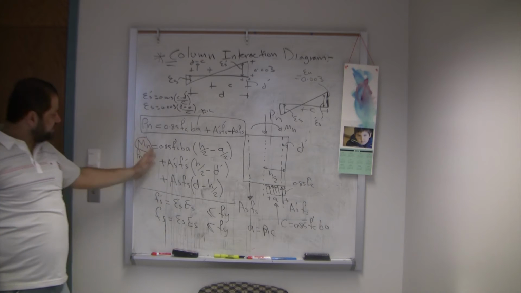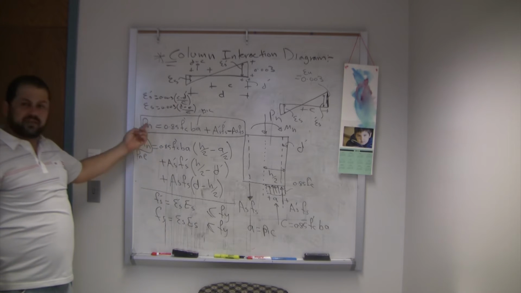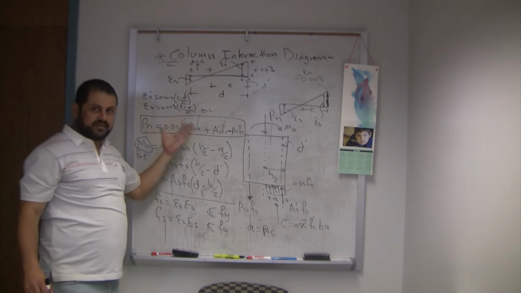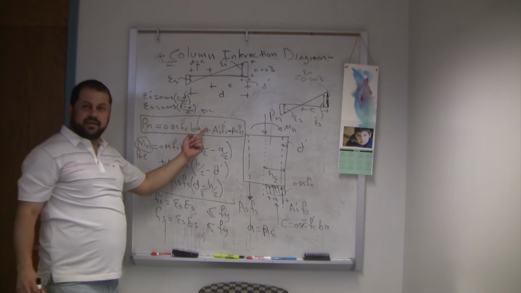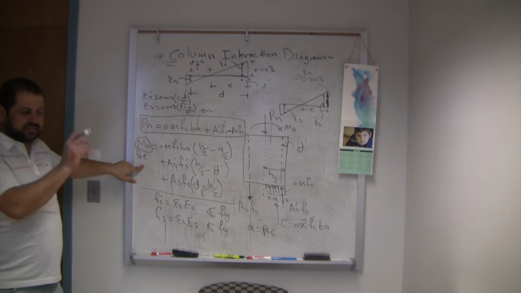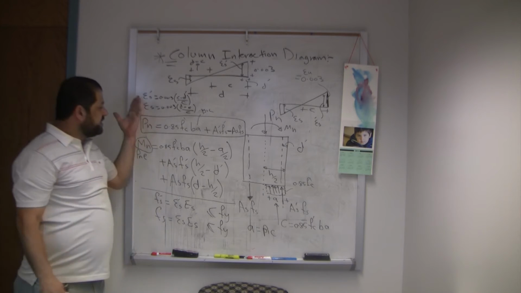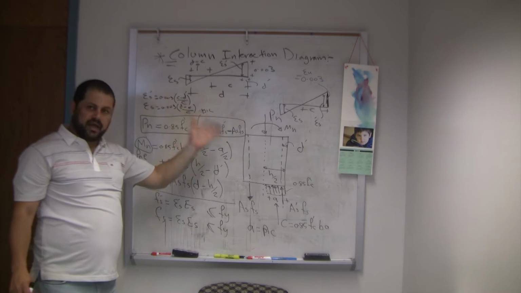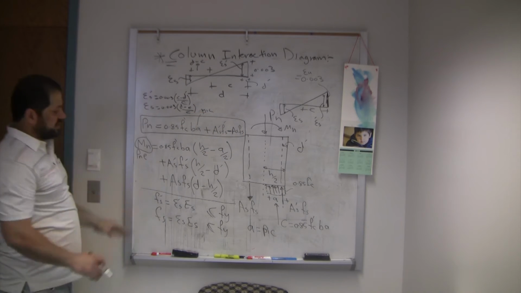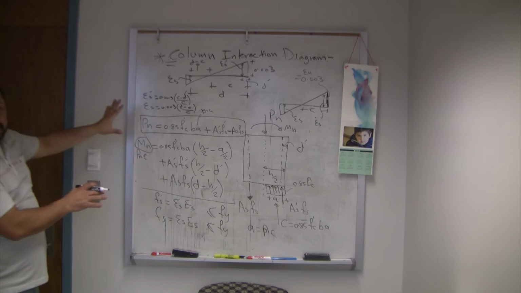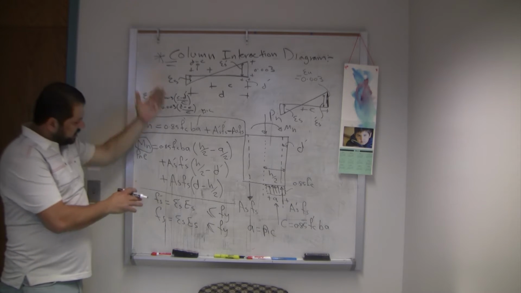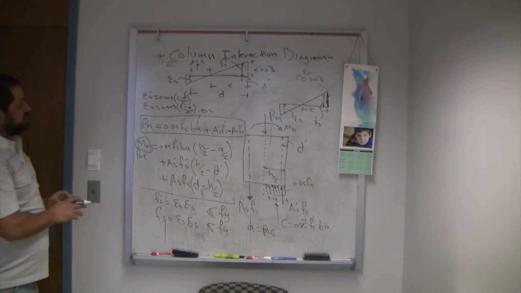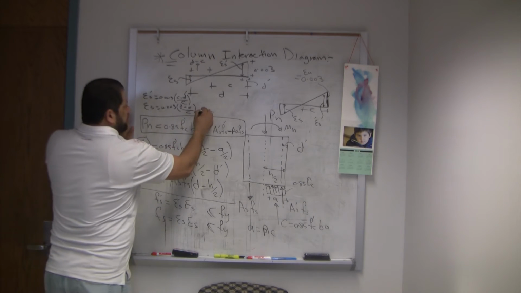So for a given eccentricity E, we can calculate what Pn and Mn are, because we have just Pn and C. For a given E, meaning how far the load is eccentric from the center, we can calculate Pn and Mn, and phi Pn and phi Mn, from the two equations. But as you can see, it's really not easy. There are a lot of things that need to be calculated.